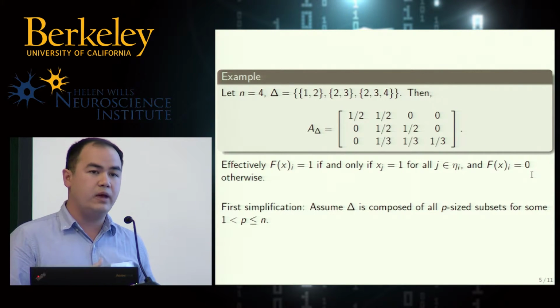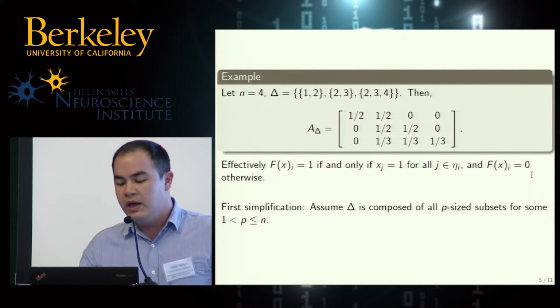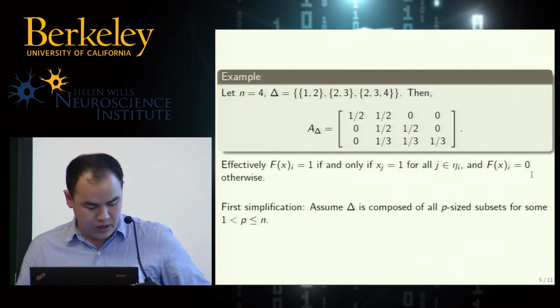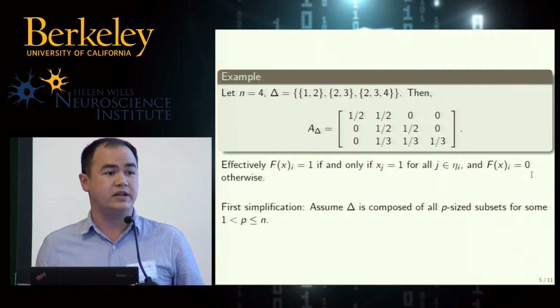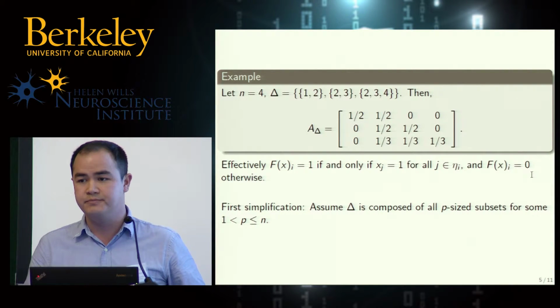And for now, we're going to make one assumption. We'll be able to relax this later, but it helps us prove what we're working with in the meantime. We're going to assume that delta is composed of all p-size subsets for some p bigger than 1, okay?